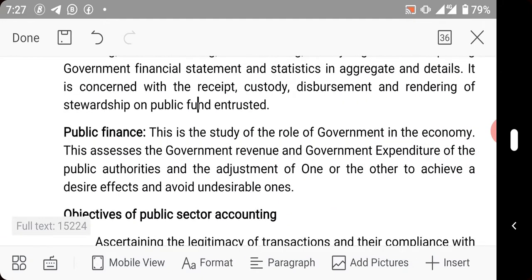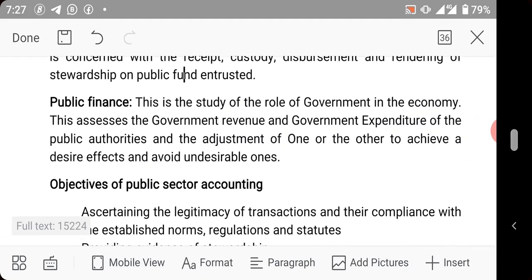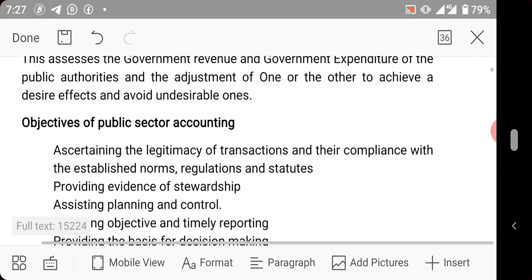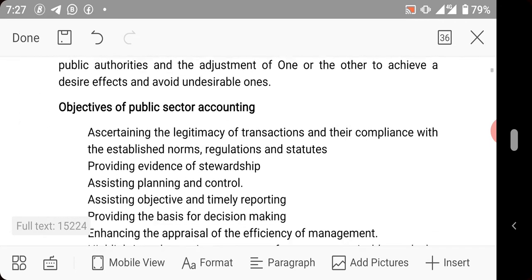Now, public finance is the study of the role of government in the economy. So when we talk about finance in this introduction, we are going to look at what role government plays in the economy. Government plays an important role and the private sector also plays an important role. But our main focus of discourse shall be on government. So we'll be looking at the objectives of public sector.